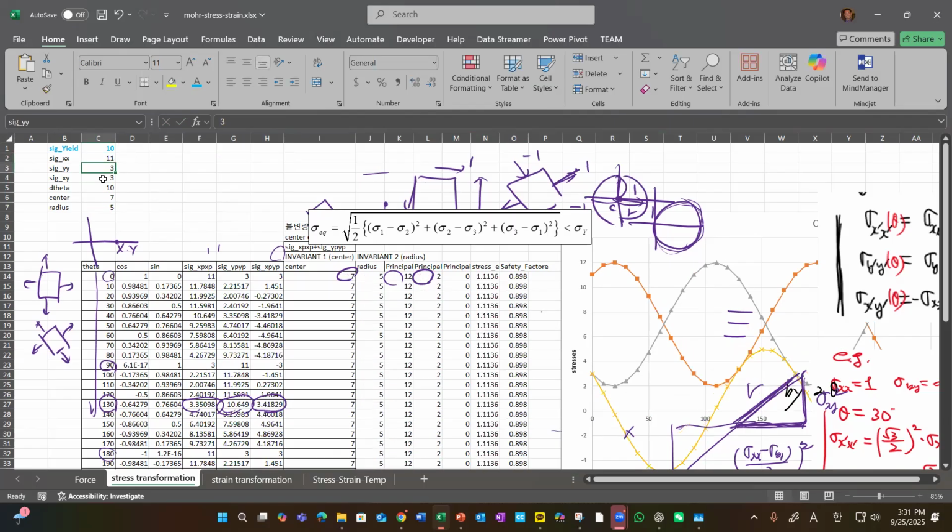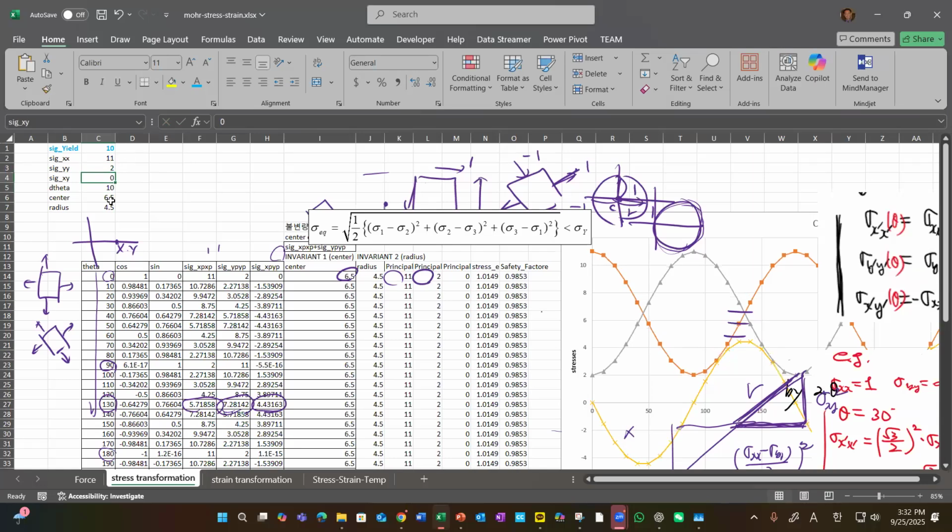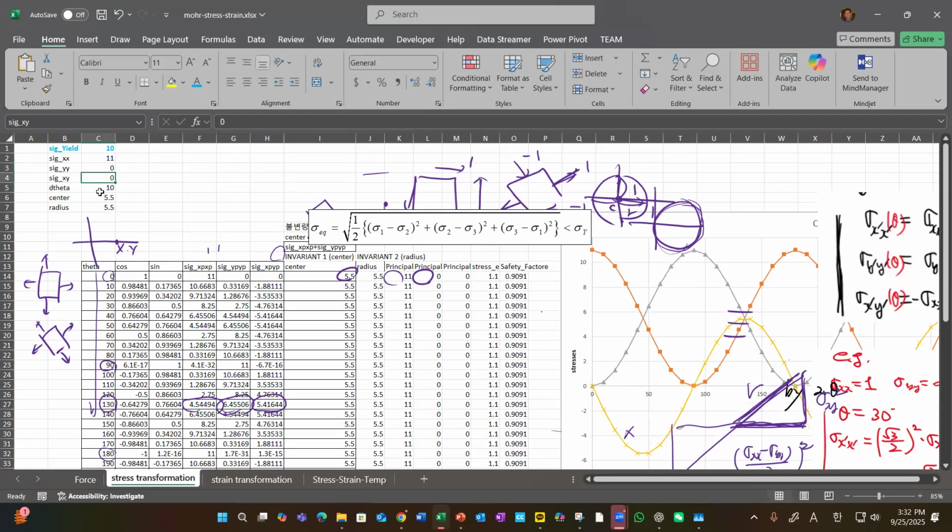So, for example, let's say 11 and 0. This is a very interesting situation. The yield strength is 10. Now sigma xx is 11, which is bigger than yield strength. If we don't have any other stress, of course the safety factor will be less than 1, and it's not safe.